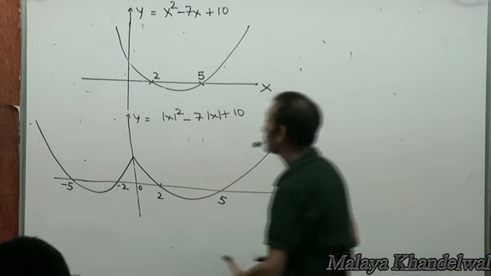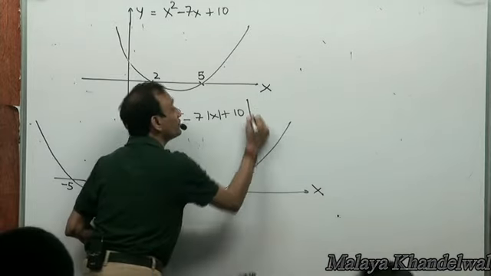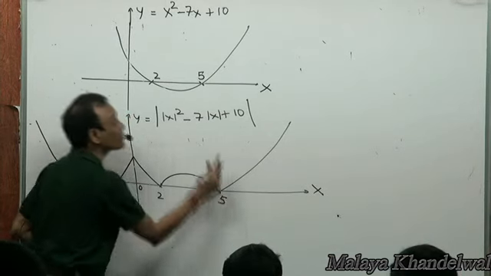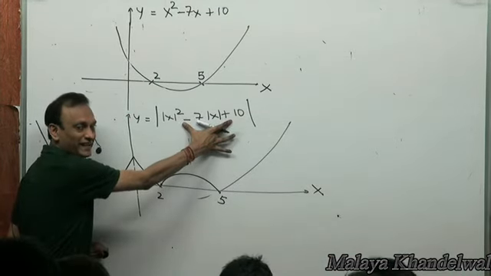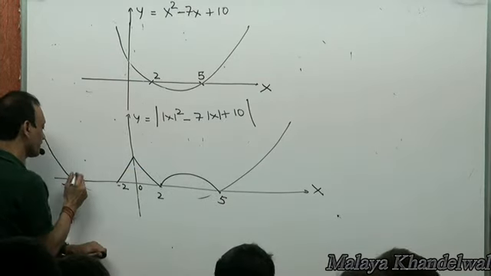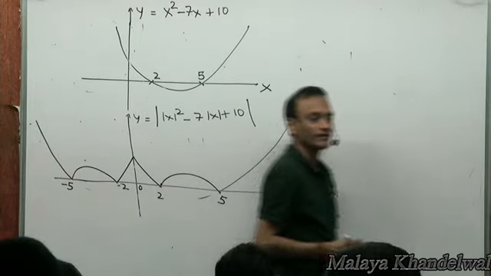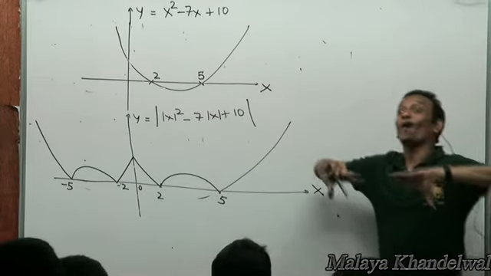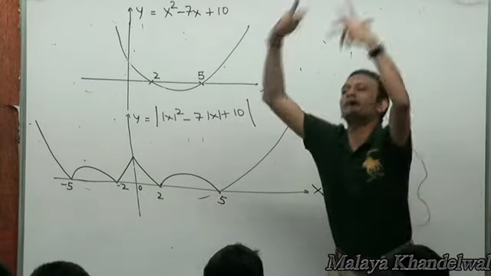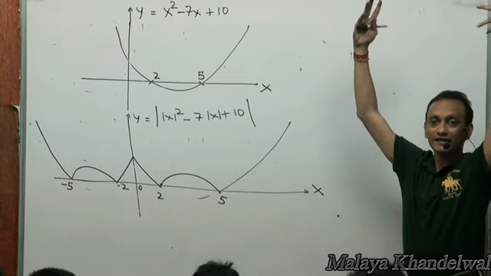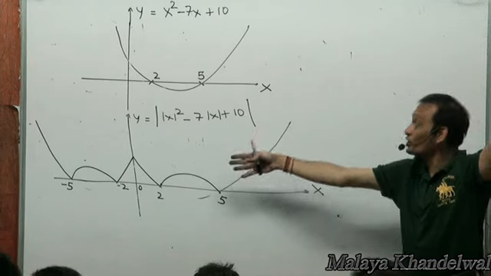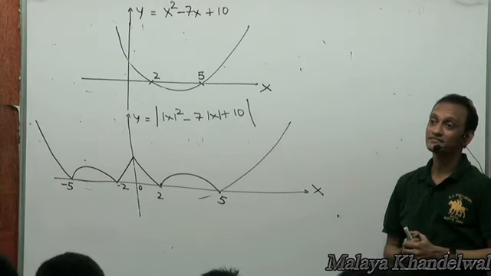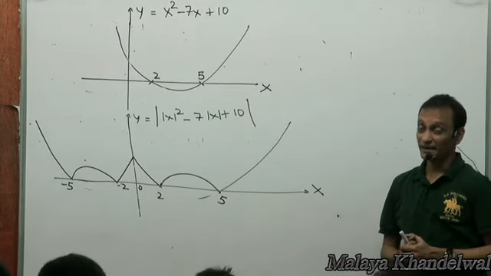Right? Now, suppose I take the modulus of this, then what do I do? Mod of this. Whatever is negative, I will reflect about the x-axis, because if I take the mod, no part can be negative. Y can never be negative. Isn't it? When you go from y equal to fx to y equal to mod of fx, all that you do is whatever lies below the x-axis, flip it about the x-axis and retain everything else. So this will become the graph of y equal to mod of mod x squared minus 7 mod x plus 10. That's the transformation that takes place. Right? Is that clear?